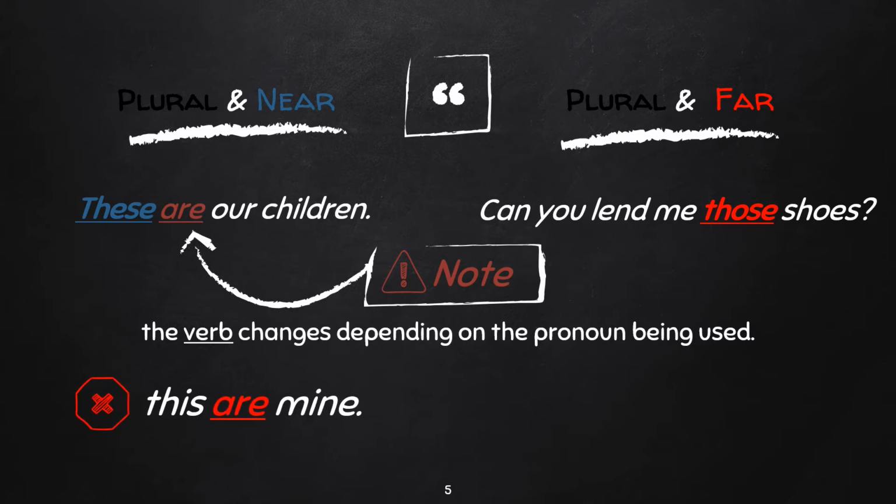In this sentence, there is a mistake. These are mine. Are is wrong here. The verb is plural, while the pronoun is singular. The right version of the sentence is this is mine.